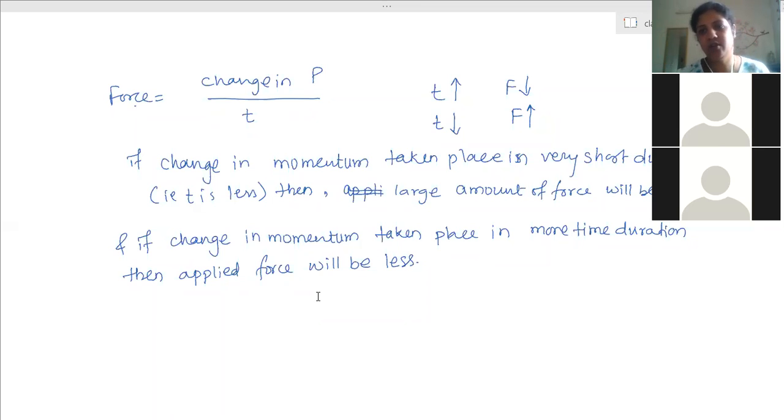He is jumping onto the cushion bed. Cushions are there on the other side. In proper commercial athletic games, cushions and mattresses are present on that bed. So why is it so? In this case also, the person is coming with a very large speed. When he jumps, and immediately if he is made to stop on the ground, what will happen? The change in momentum has taken place in a very short duration of time.